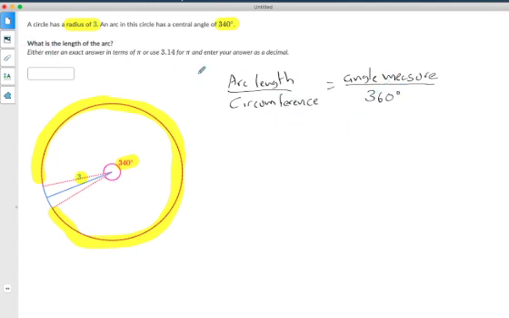And if we say, what is the arc length? That's what we're going to try to find. And I'm just going to put an X there. That's the distance around this yellow portion. And that would be X divided by the circumference of the circle, which they didn't give us.